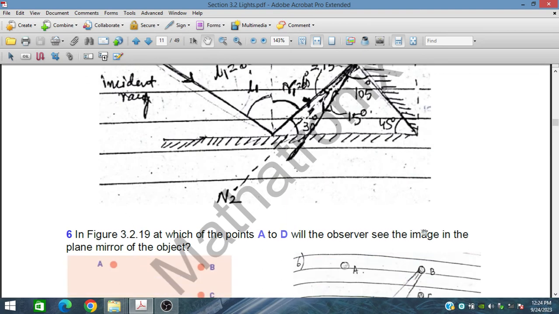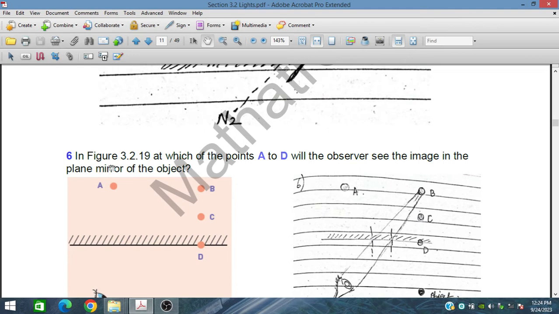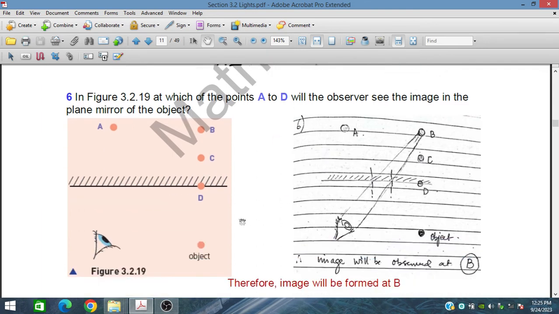In question number 6, in figure 3.219, at which point A to D will the observer see the image in the plane mirror of the object? So we have this object here, and there are a number of possibilities. One is the correct one. The object will be here, and these two incident rays will be extrapolated at this point. So the image will be formed at point B.